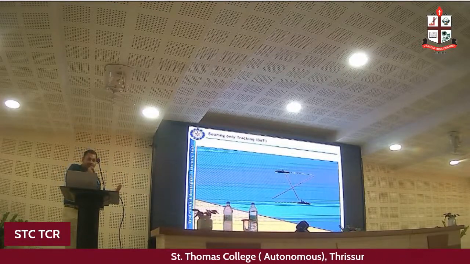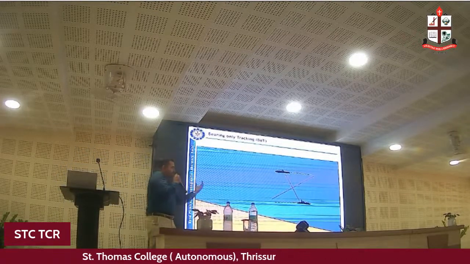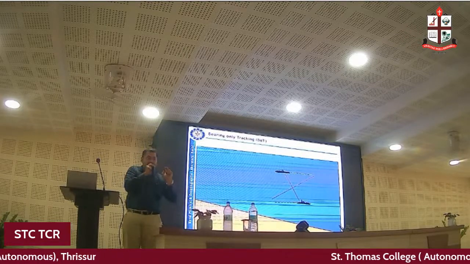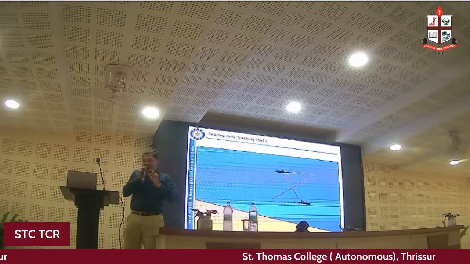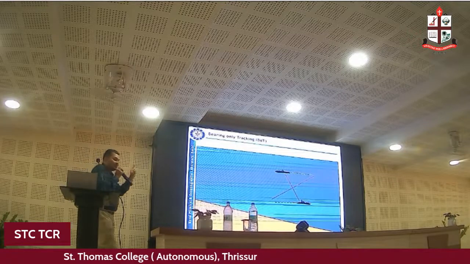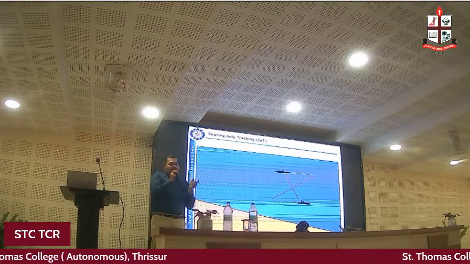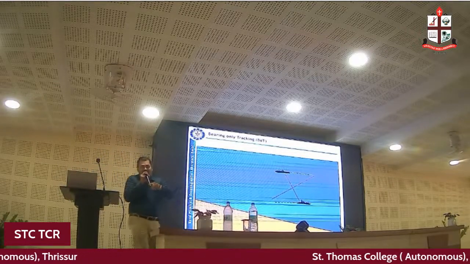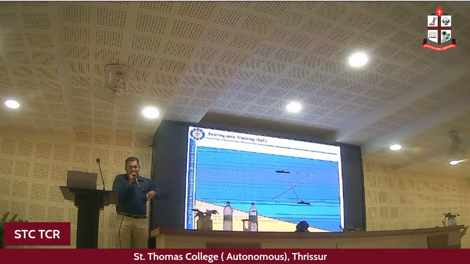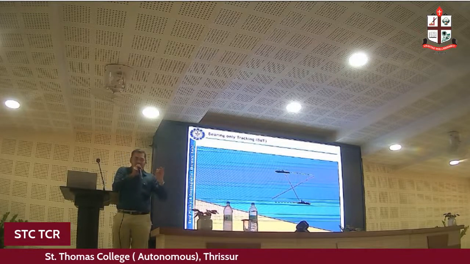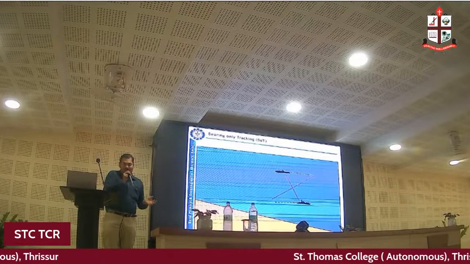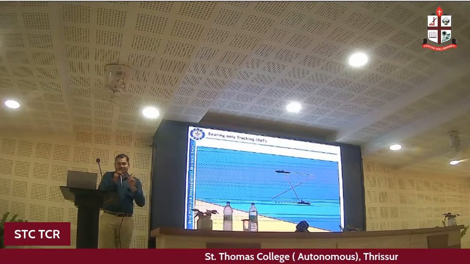Actually the answer is no, because here both the ship and the submarine are moving in a straight line. Remember, straight line. In that case, you will not be able to track it. In the previous case, the target was stationary and you were moving. Then you can track. In this case, the target is also moving, you are also moving at a constant speed without changing direction. In that case, it is impossible to track. Right. But there is a method.